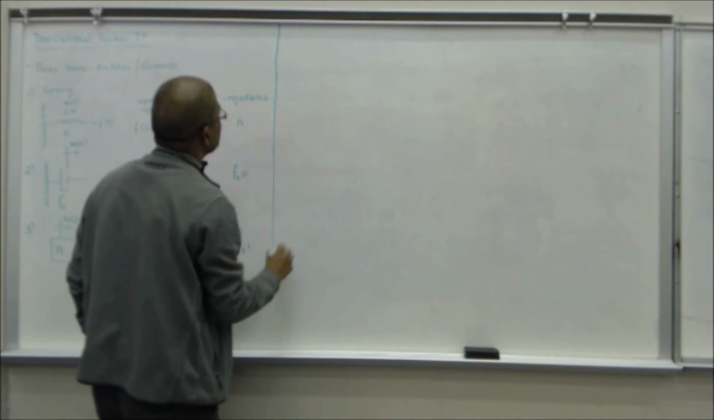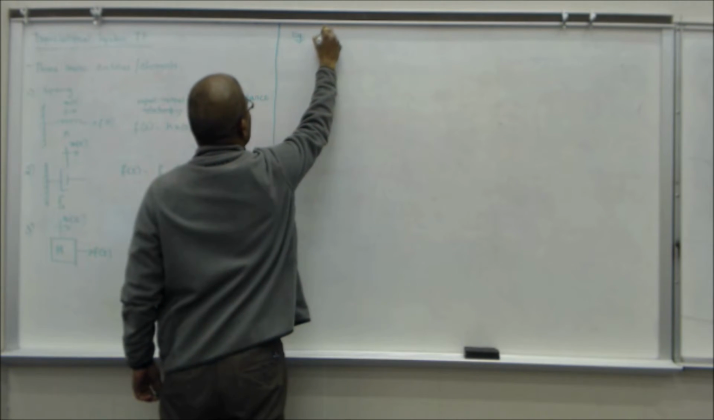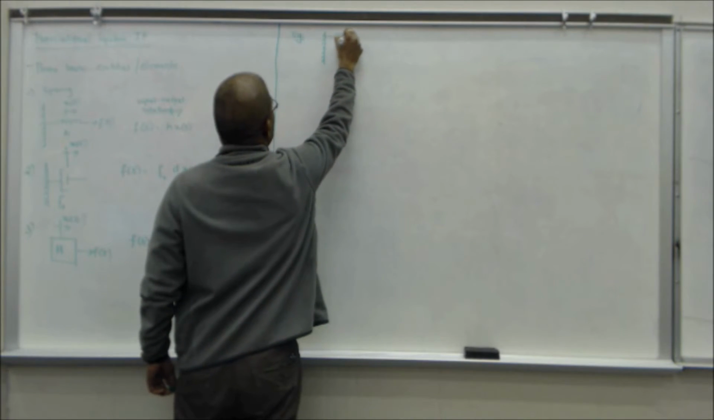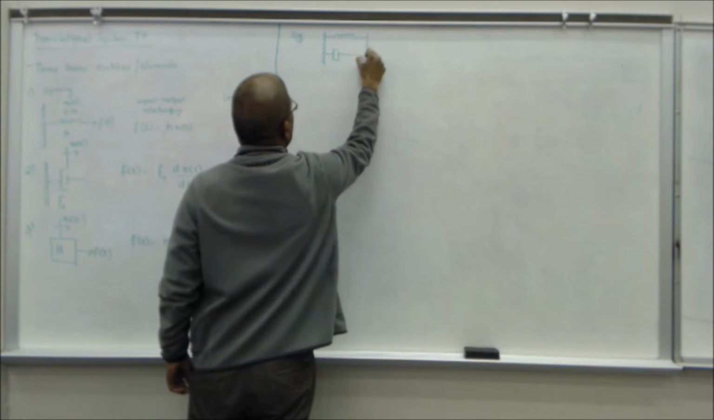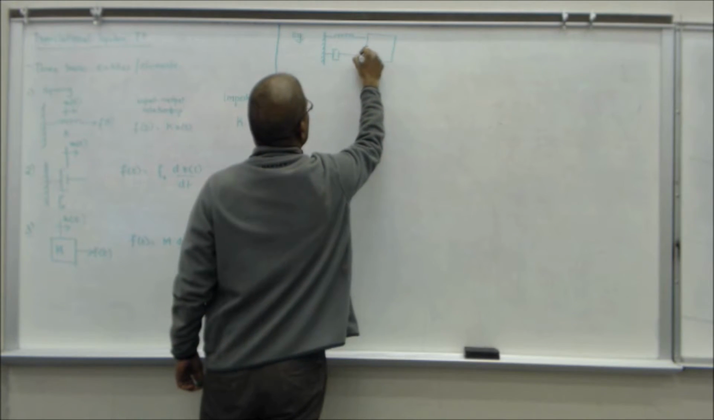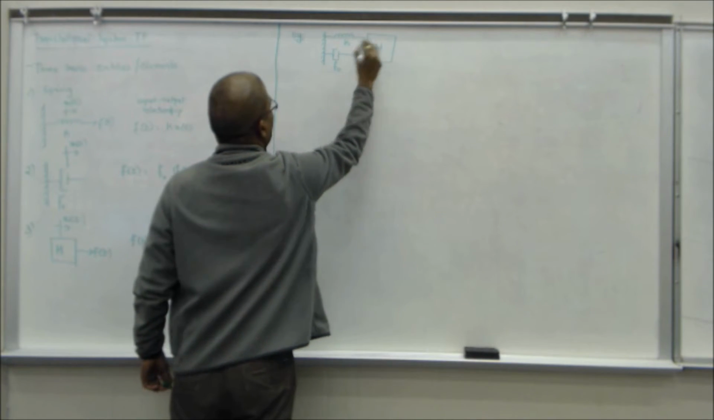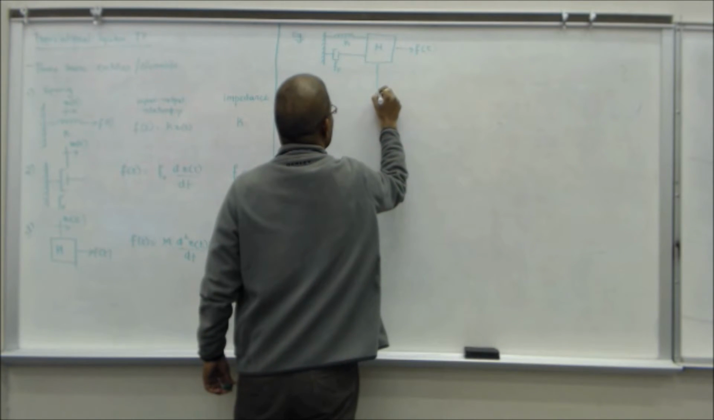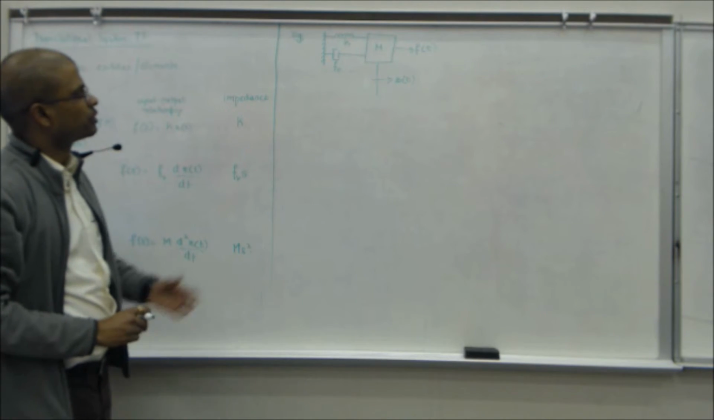So what do we do with this? We'll take a look at an example. Okay. So if you have a very simple example, you have a spring, you have a damper, okay, and you have a mass attached to it. So this is Fv, K, and M, and you have an applied force. And this is your displacement.